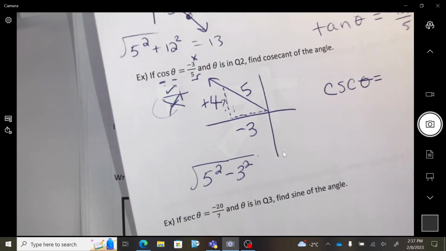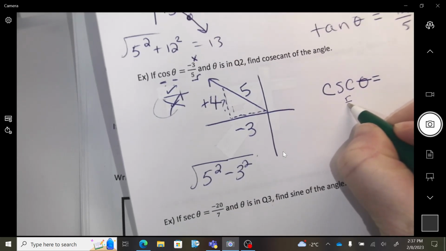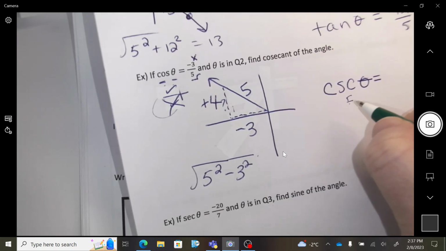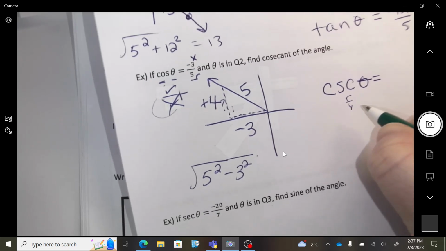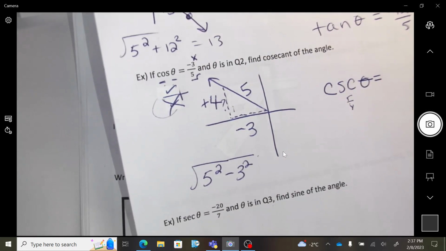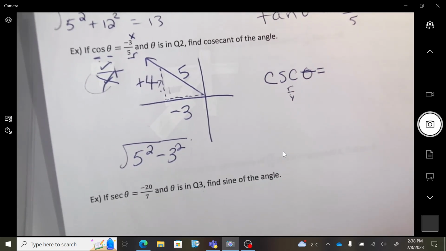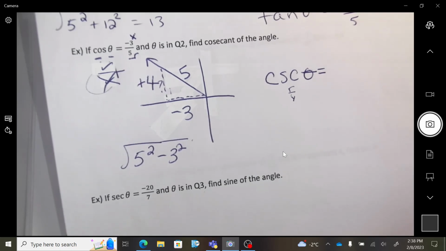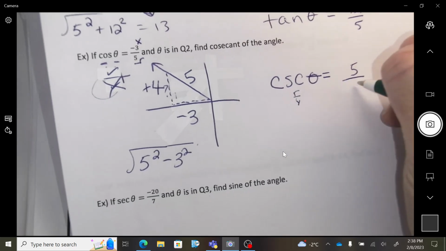So I said you could have your formula sheet in front of you right now and practice this. What letter should I write on the top and which one should I write on the bottom? R over Y. R over Y on your formula sheet. But isn't it the SEC one? Because it's the opposite. So 5 over 4.